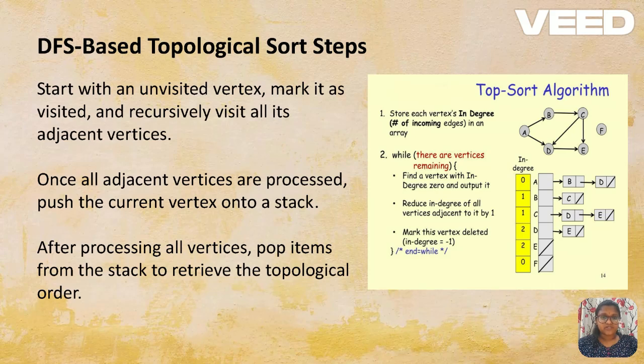DFS based topological sort steps. Start with an unvisited vertex, mark it as visited, and recursively visit all its adjacent vertices. Once all the adjacent vertices are processed, push the current vertex onto a stack. After processing all vertices, pop the elements from the stack to retrieve the topological order.